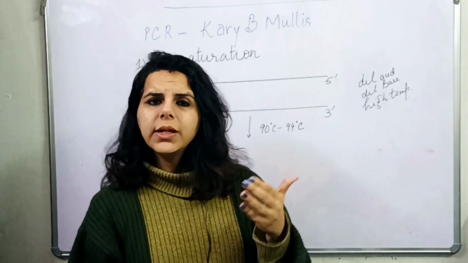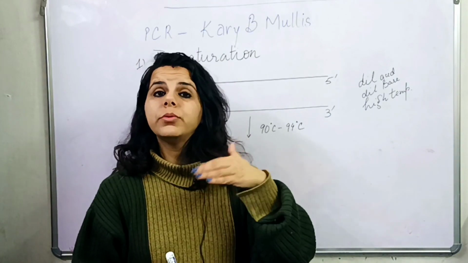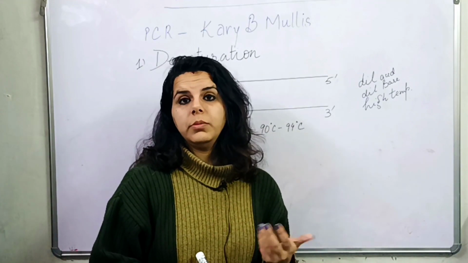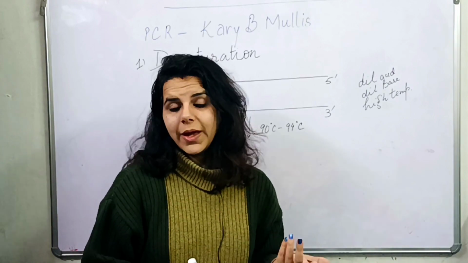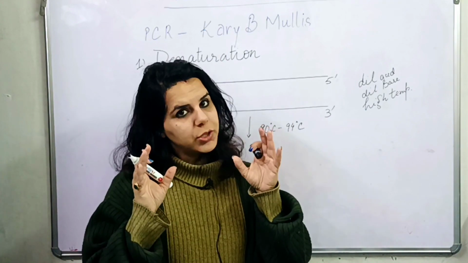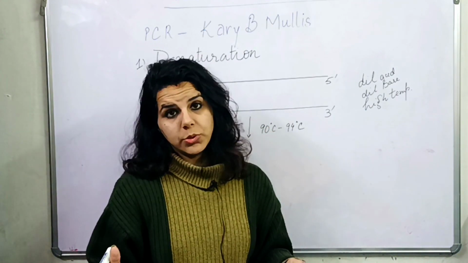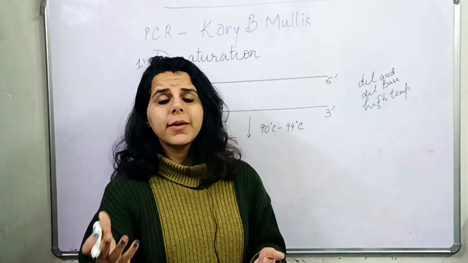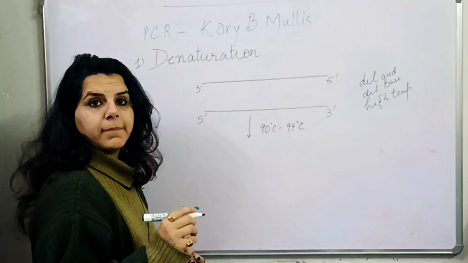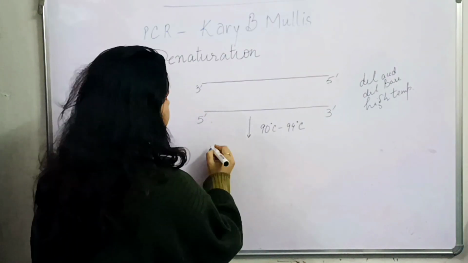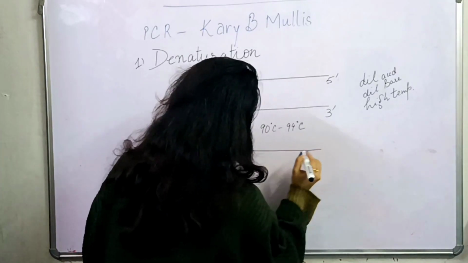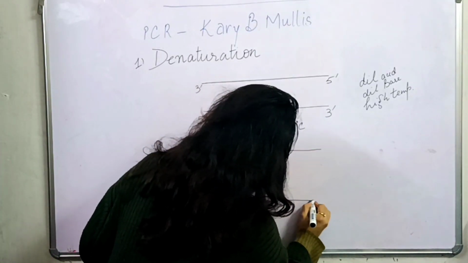Why? Because we are only concerned with the breaking of hydrogen bonds of these two strands. We are not focused on breaking the phosphodiester bond. We don't want that. So for that, the employment of high temperature should be of very short duration. It should not be for a long duration, otherwise the phosphodiester bonds may get broken. So the time duration is very less, and now after this employment of high temperature, we have got two separate strands.